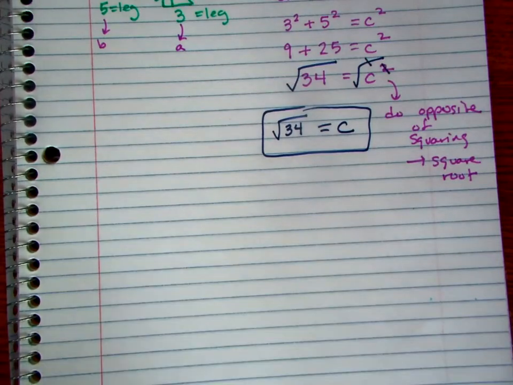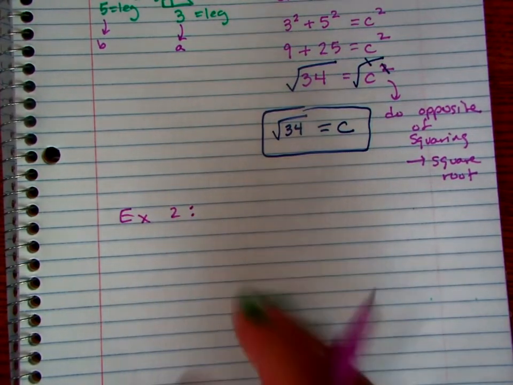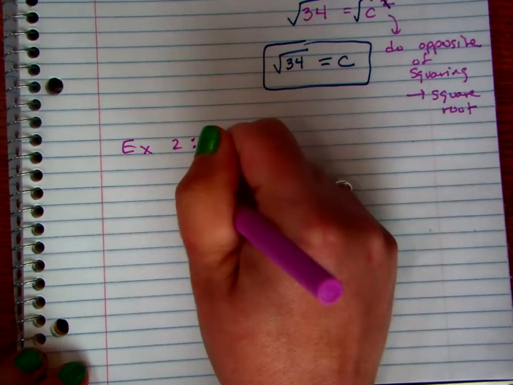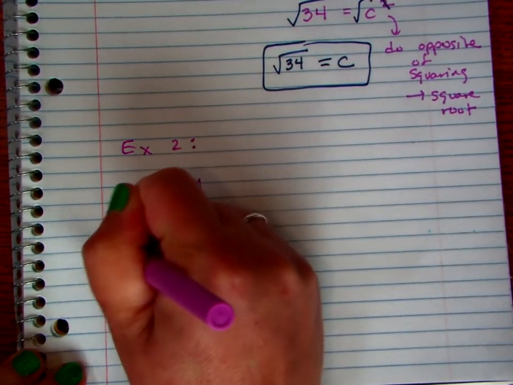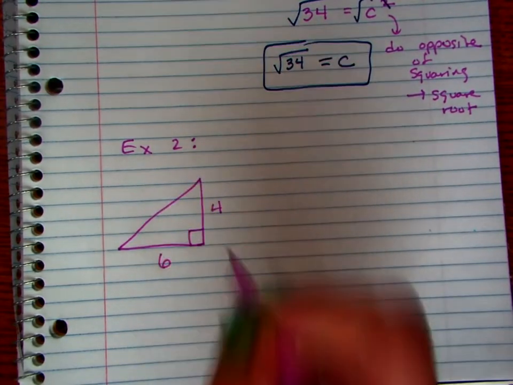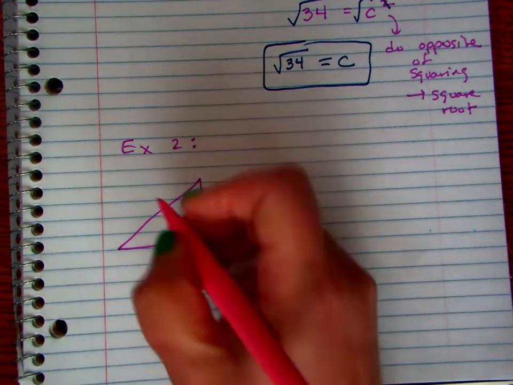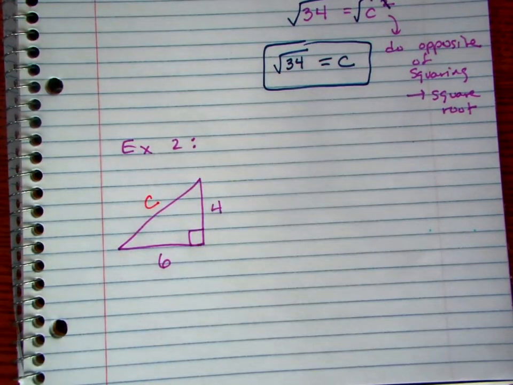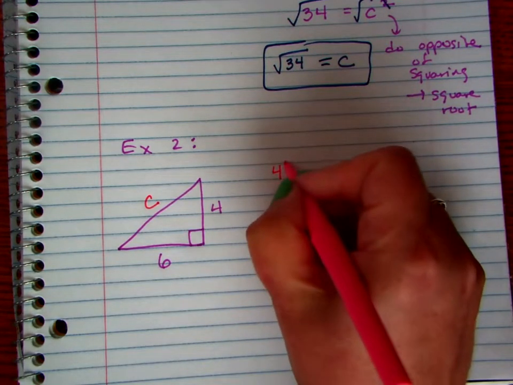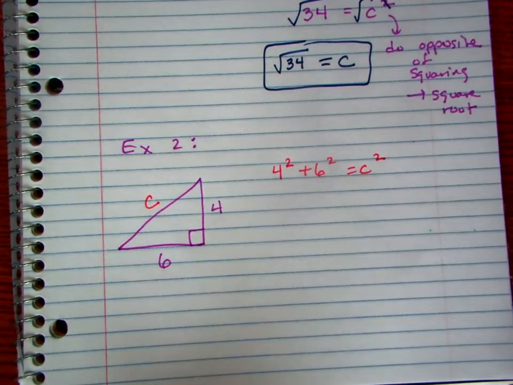So let's do a couple more examples. So example 2 here. So again, we'll have a right triangle. We'll draw it the other direction. Okay, so this time we have 4 and 6. Okay, and again, we don't know that third side, that hypotenuse, so we're just going to call it c. And this time we'll do the exact same thing we did before, which is 4 squared plus 6 squared equals c squared. Okay, 4 squared is 16.